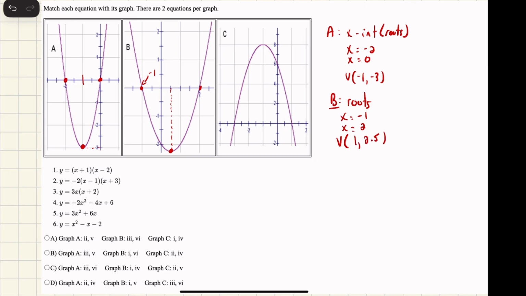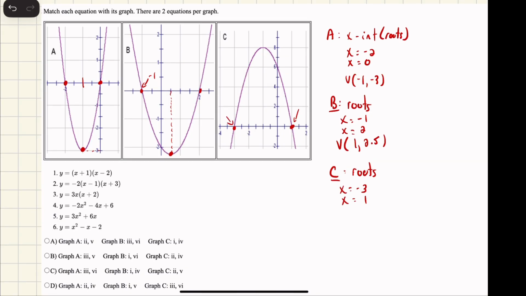And then for graph C, we're going to do the same thing. So for the roots, right, it goes here. And then the vertex right over here is at about -1 and 8.